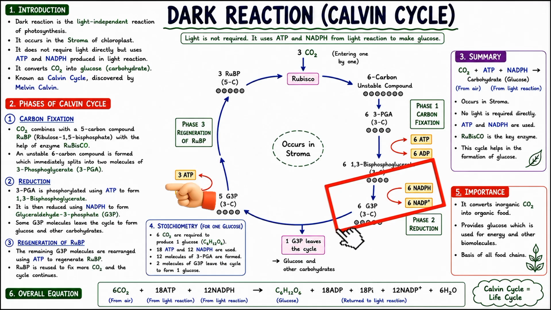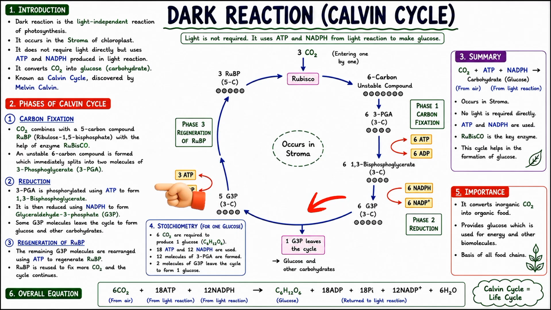At the end of this phase, 6 molecules of G3P are formed. Out of these 6 molecules, only one G3P leaves the cycle. This molecule is used later to produce glucose and other carbohydrates. The remaining 5 G3P molecules stay inside the cycle for the next phase.